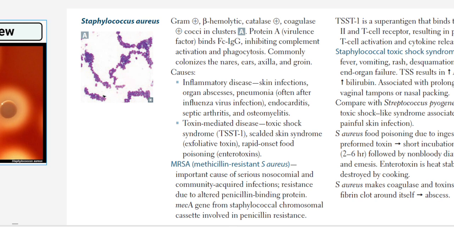It's very important to know that they have this protein A, which is a virulence factor. This protein A binds to the Fc portion of IgG, right? Once it binds to the Fc portion of IgG, it inhibits complement activation and phagocytosis. This is very important.